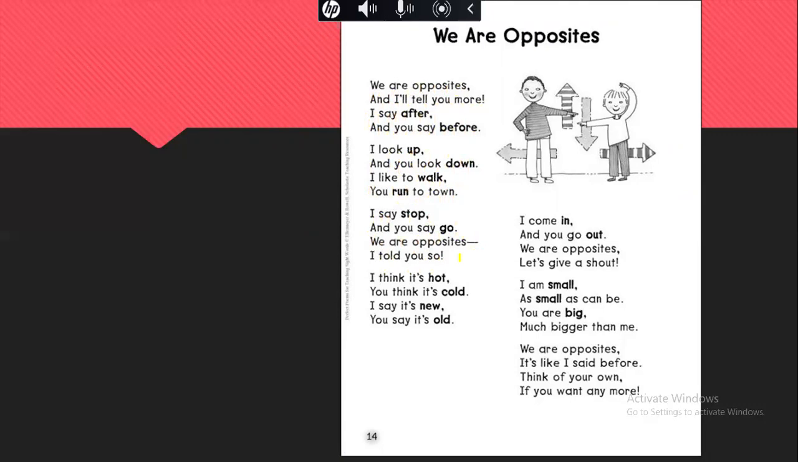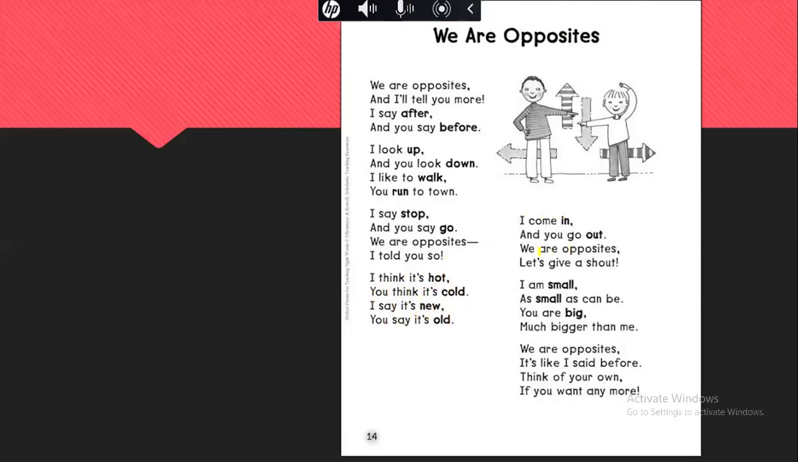So this is a very wonderful poem between, you can say, two brothers, maybe two friends, who are actually opposites. I think it's hot. You think it's cold. I say it's new. You say it's old. So here you can see at the ending a word that they are actually antonyms.